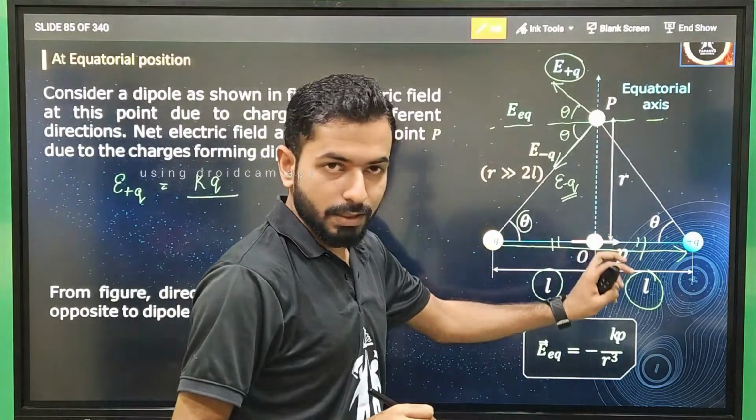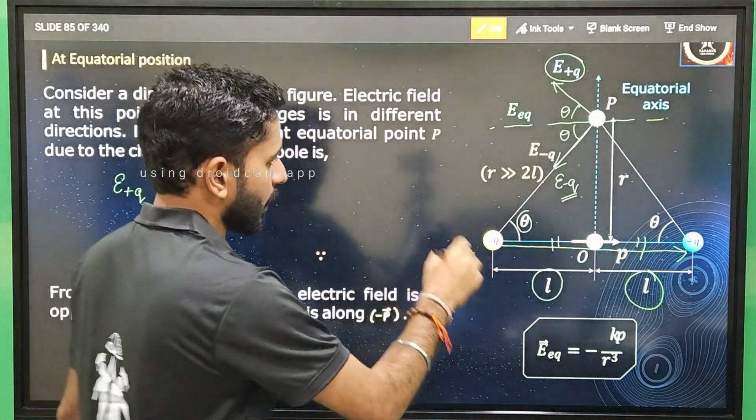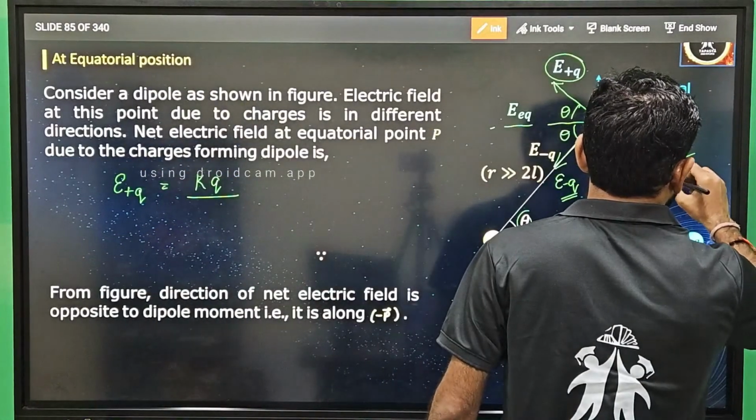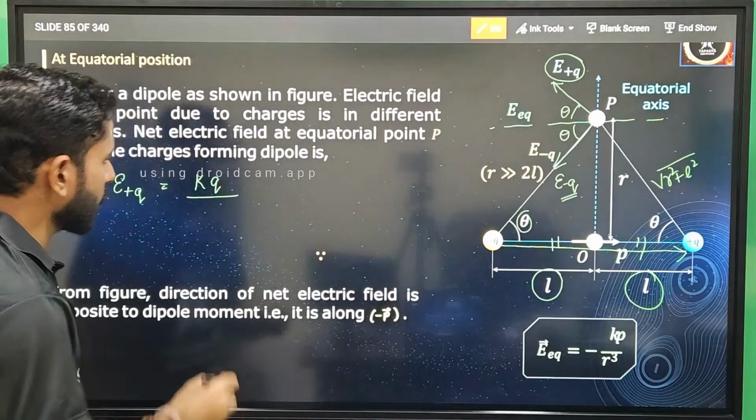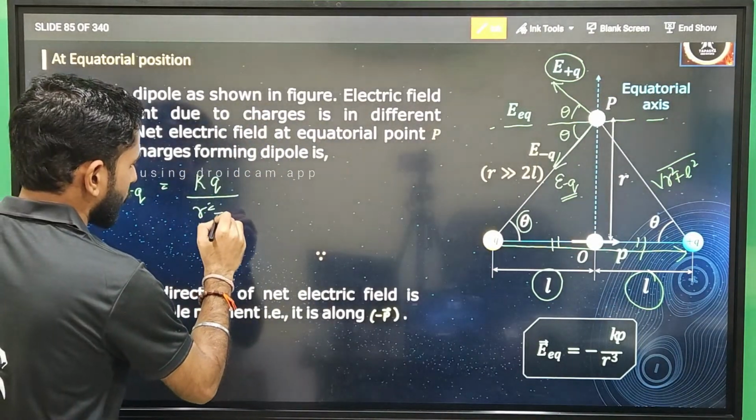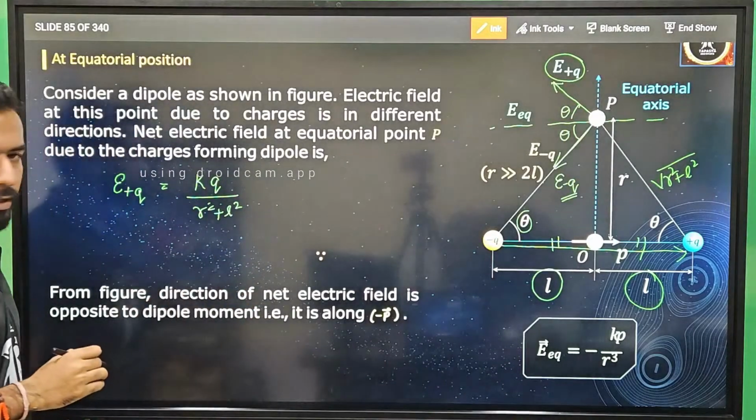This is perpendicular, this distance is R, this is L. And what will be the hypotenuse distance? This will be nothing but the square root of R square plus L square. And when you are squaring, what will you write? Write it as R square plus L square.